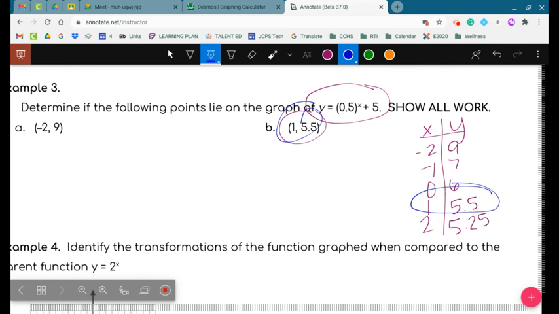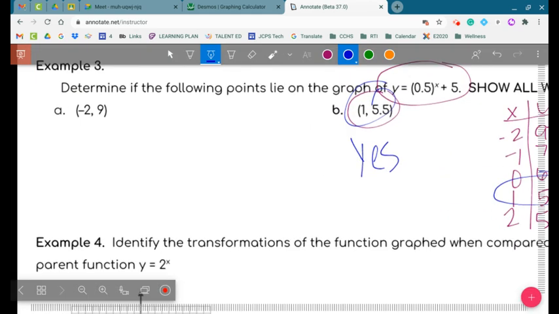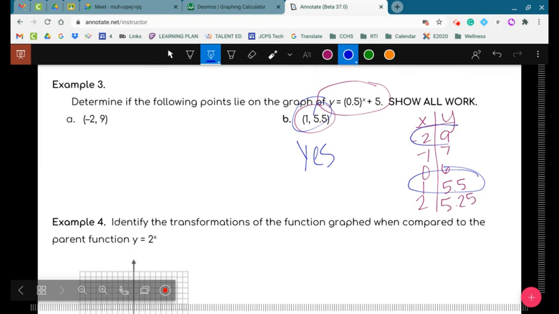Yes, it's right here. So is this a solution? Yes. -2, 9. Oh, look, that also lies on the graph. So that is also a solution. So that's all you have to do for that one. If you draw your table, that is showing your work, and you just have to tell me yes or no.